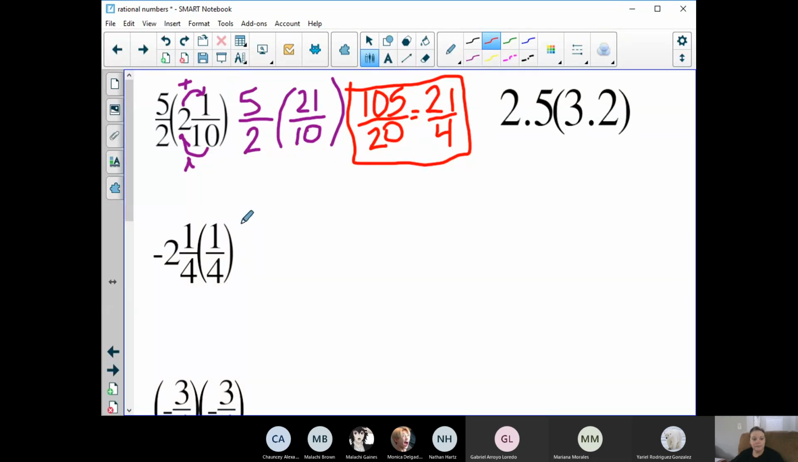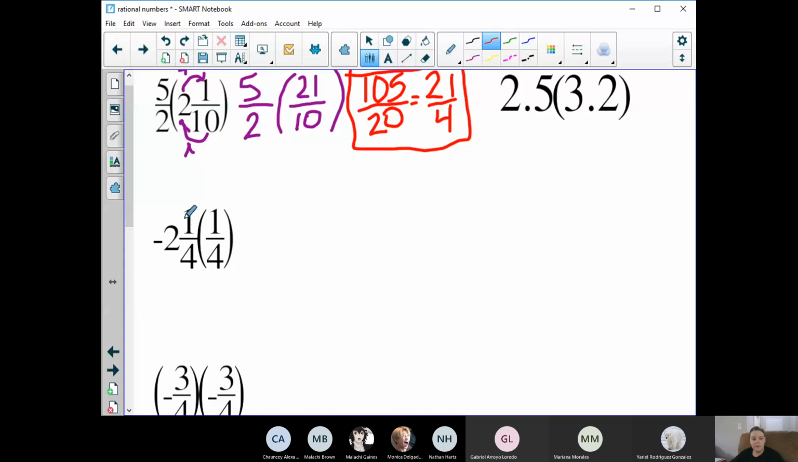All right, let's look at the next one. Negative 2 1/4 times 1/4. So right off the bat, we see we have a negative number and a positive number. So is our answer going to be positive or negative on this one? Negative, because we have a negative times a positive.